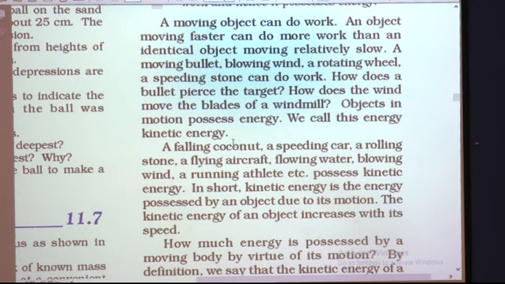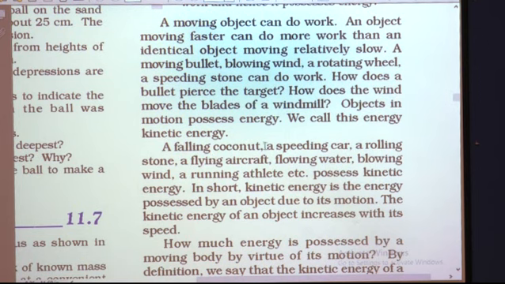So, objects in motion possess energy. An object in motion possesses energy. We call this energy kinetic energy. So, what is kinetic energy? It is the energy which moving objects have. All the moving objects possess energy which is called kinetic energy.